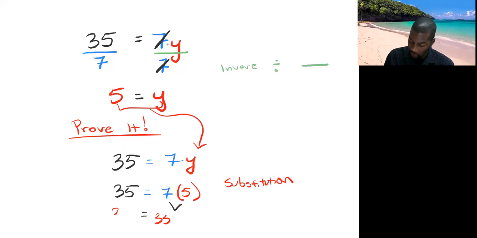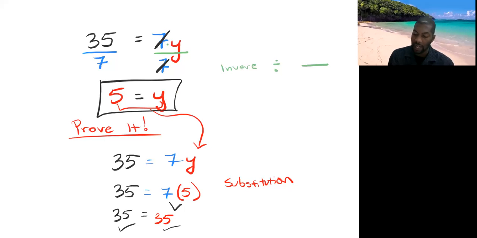Does 35 equal 35 on both sides? Yes, it does. Therefore, we know for a fact now that y is equal to 5 in this case. And that's how you use division to solve multiplication problems.